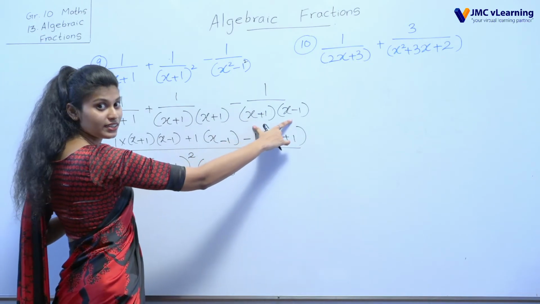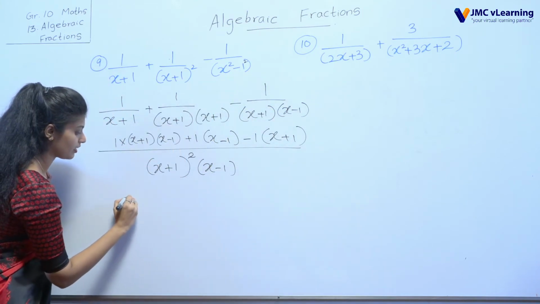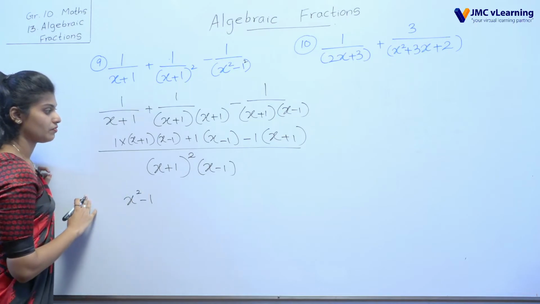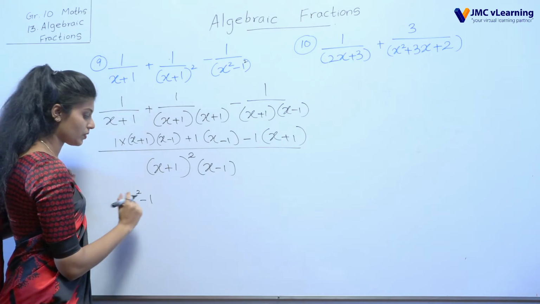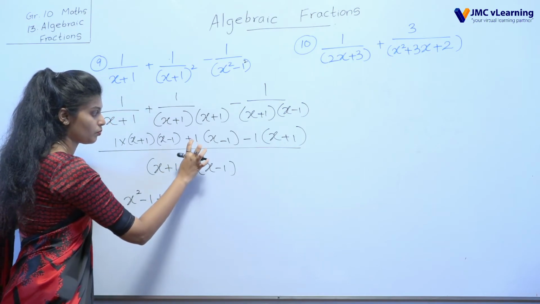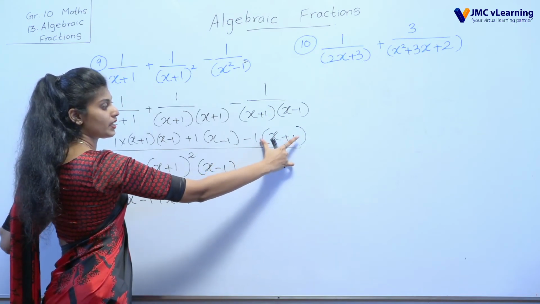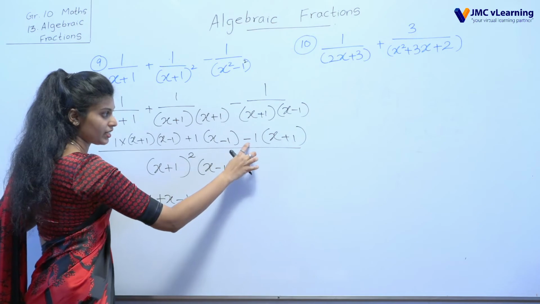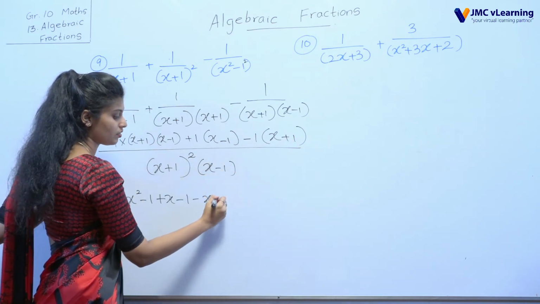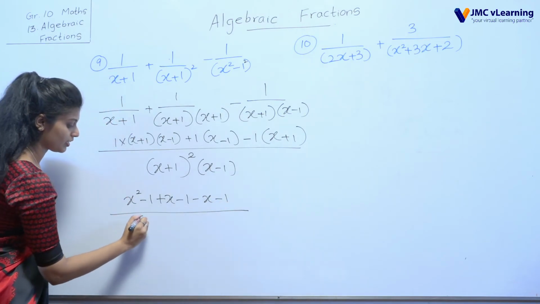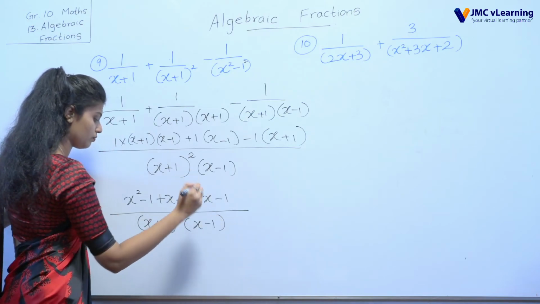Here you take that same denominator, that means the answer is also this part. Let's write x squared minus 1. Then plus 1 multiplied by x minus 1: plus x, 1 into minus 1, minus 1. Then multiply this part by minus 1: minus 1 into x, minus x, minus 1 into plus 1, minus 1. The denominator is x plus 1 squared, x minus 1.